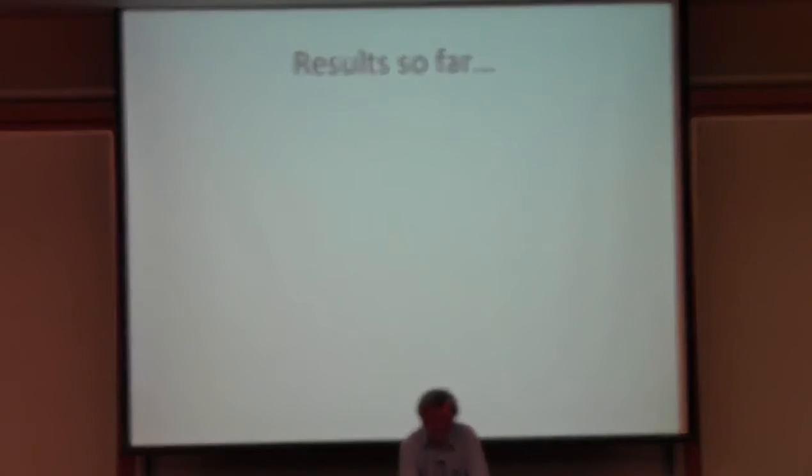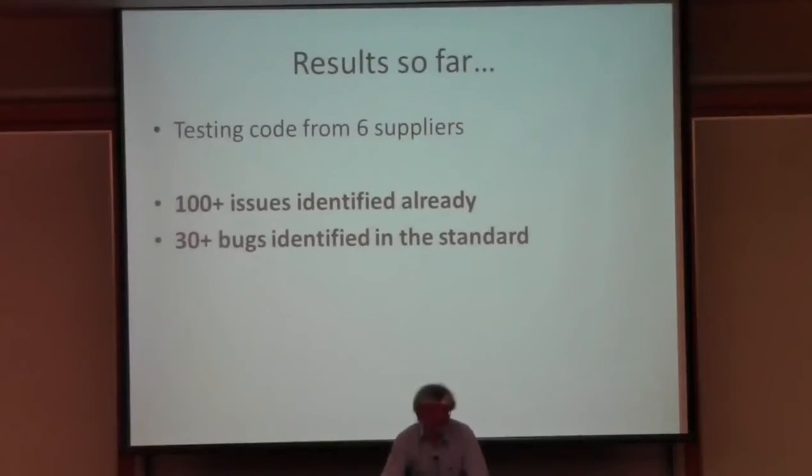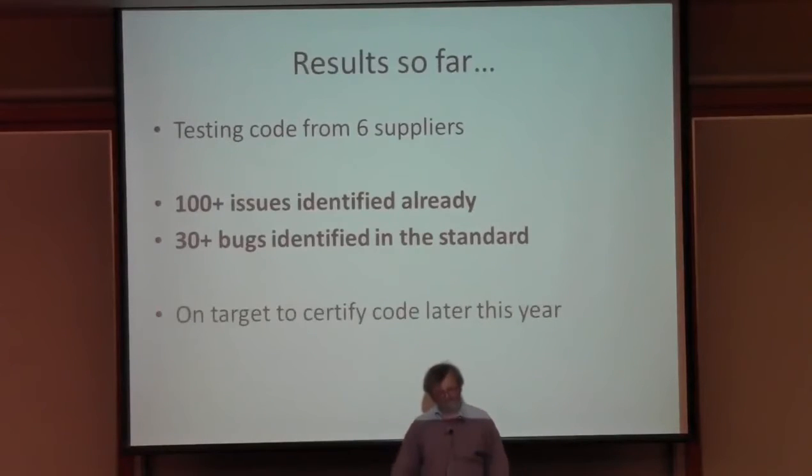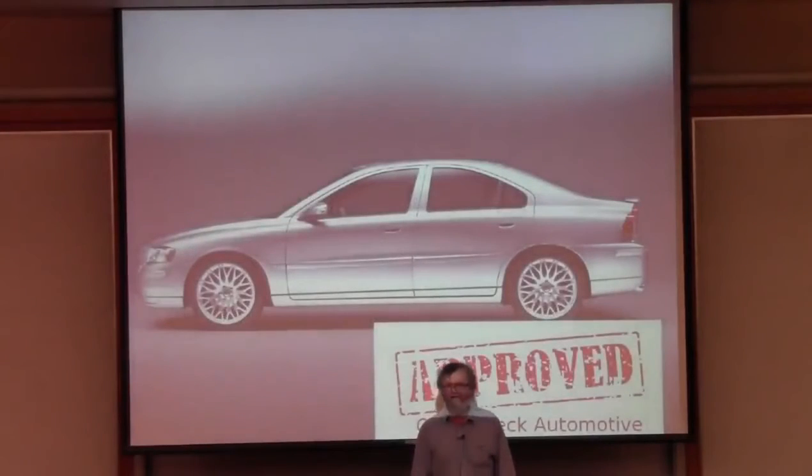So far, these are figures from about March, actually. We've been testing code from 6 different suppliers. We found more than 100 issues in March in the code, and more than 30 of those were actually bugs in the standard itself. The standard is an evolving document. Don't think because it's called a standard that it's bound to be correct. It certainly is not. And it looks as though we're on target. So later on this year, the code that's really going to go into Volvos will be certified by property-based testing. Buy a Volvo for your next car. It'll work.